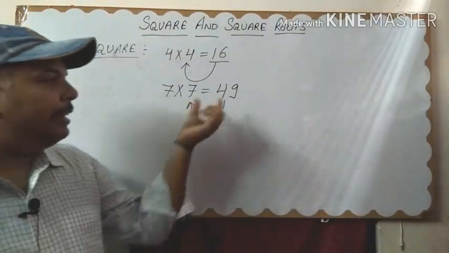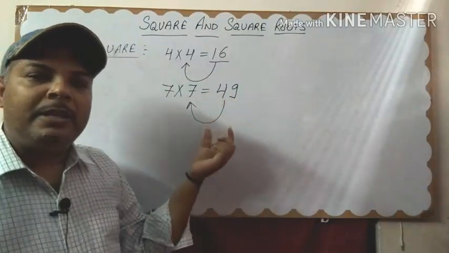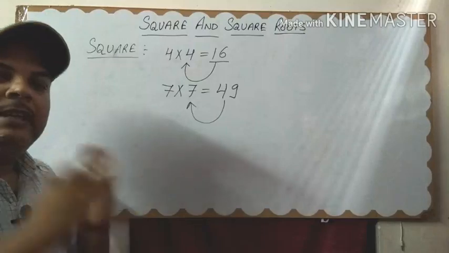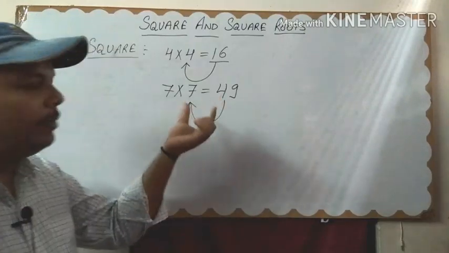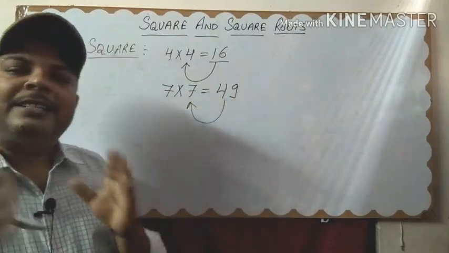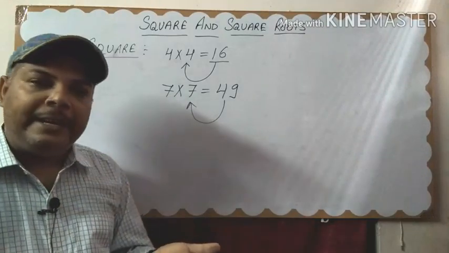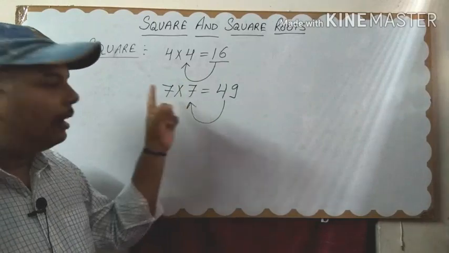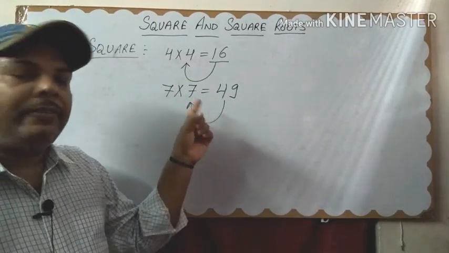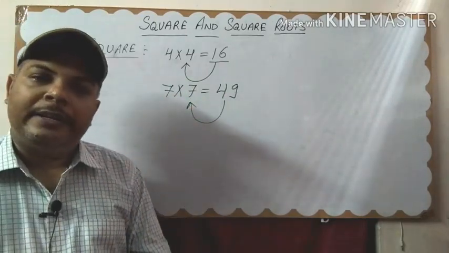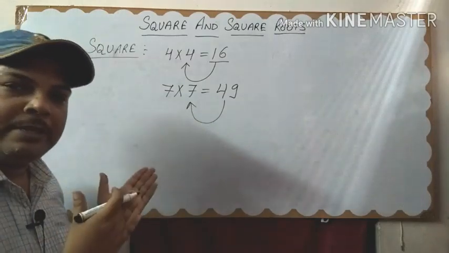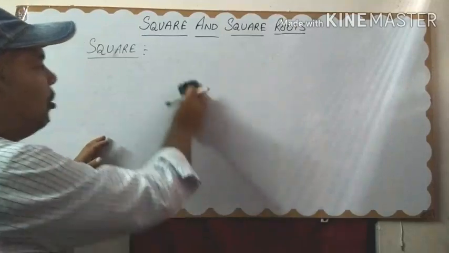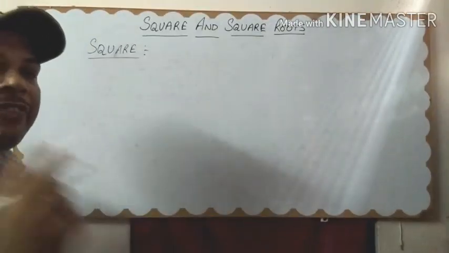So we can say a square is a number which is obtained by multiplying a number by itself. Listen to me very carefully. What is the meaning of square? A square is a number obtained by multiplying a number by itself. Clear everyone? I hope you have understood square. Clear? Okay. Let's talk about a perfect square.